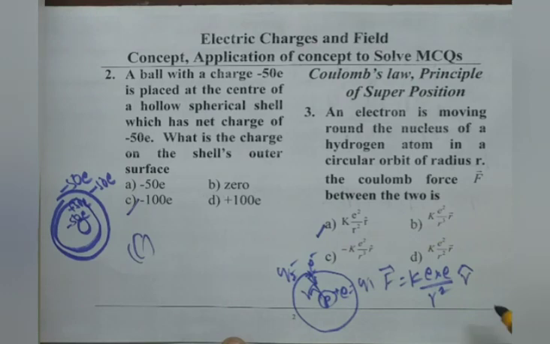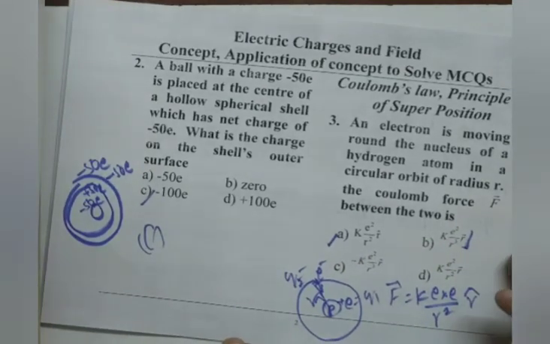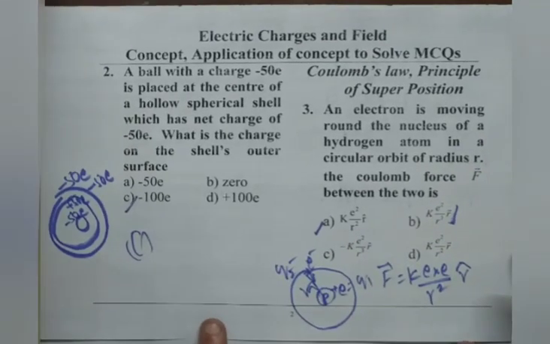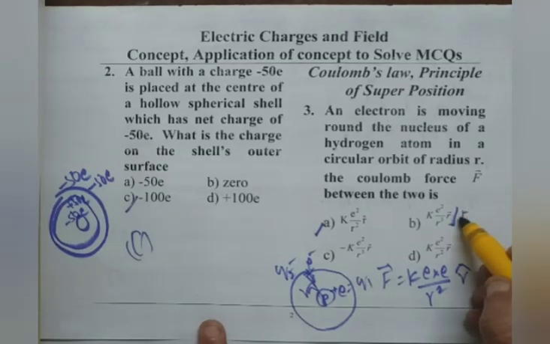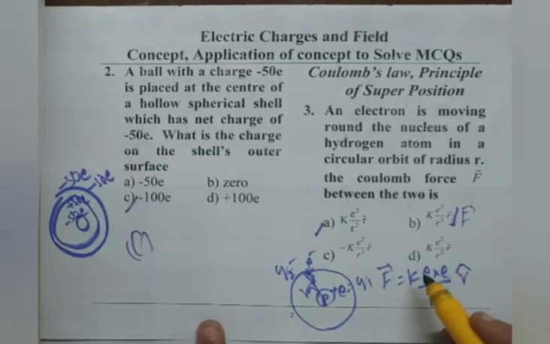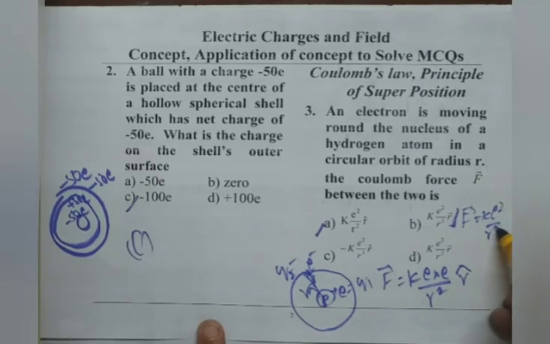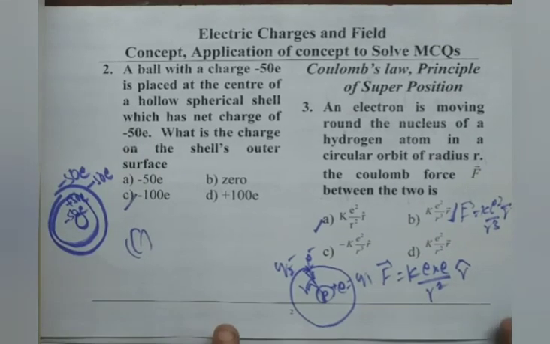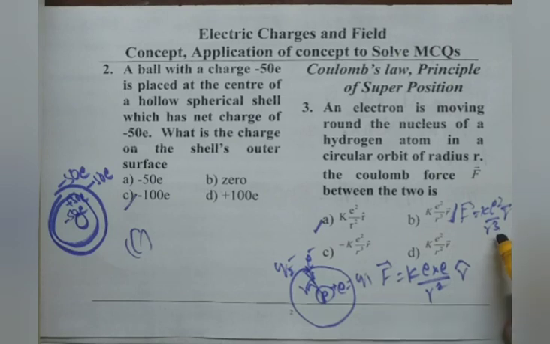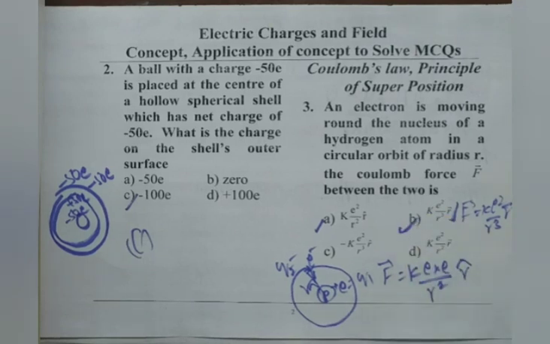But at the same time, if you write the full vector for r, that is instead of unit vector, you can write F as K e square by r cube into r vector. So, when you write the full vector, one magnitude is multiplied in the numerator, so one magnitude has to be divided. That's why r square becomes r cube. So option B is also right in this situation.